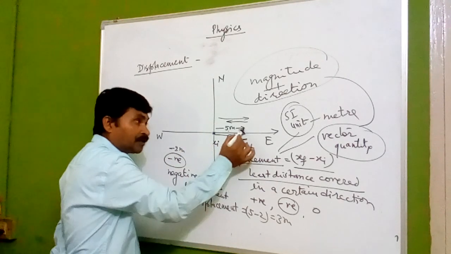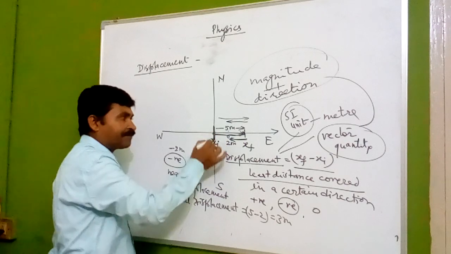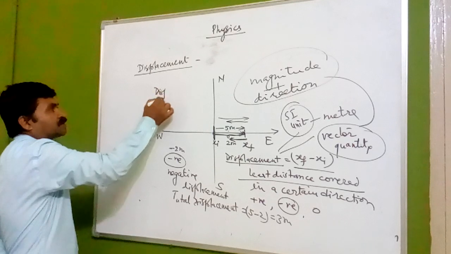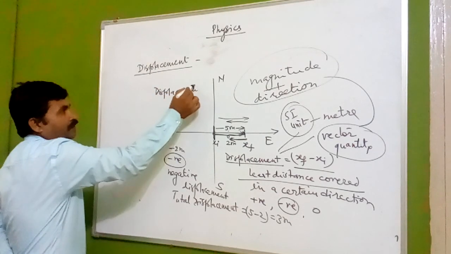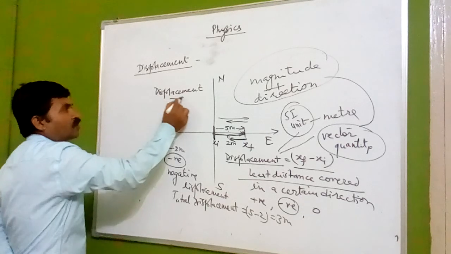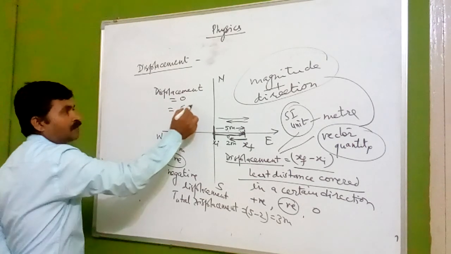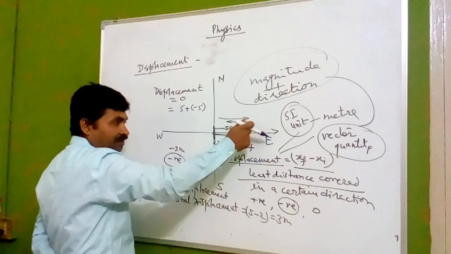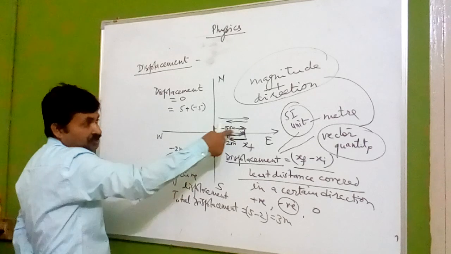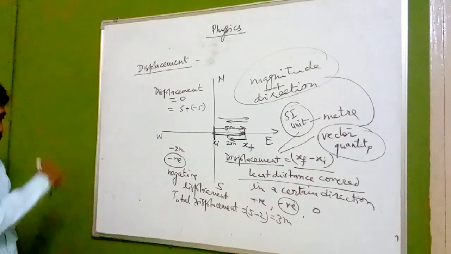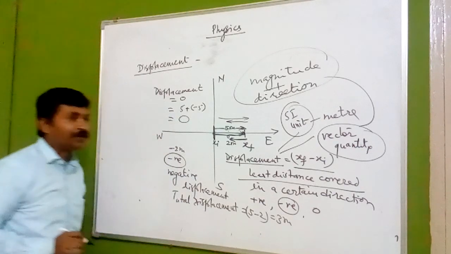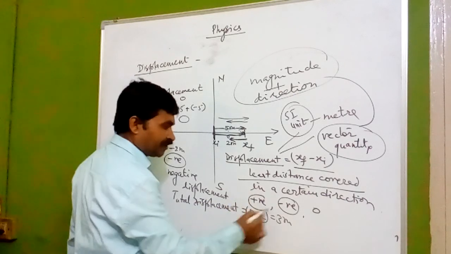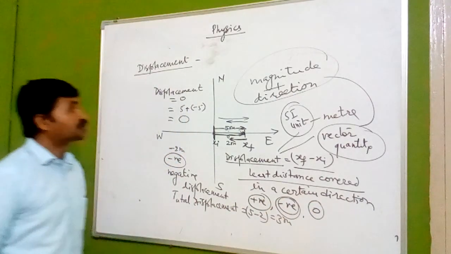Now if you are coming to this point again, at the reference point, so displacement is going to be 0. Why? 5 meter plus minus 5 meter. You covered 5 meter in this direction. You moved in the direction opposite to the direction of the movement, that is negative displacement. So total displacement which we are going to have is 0. So displacement may be positive, may be negative, and may be 0.